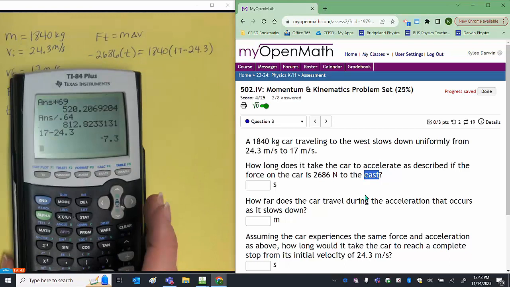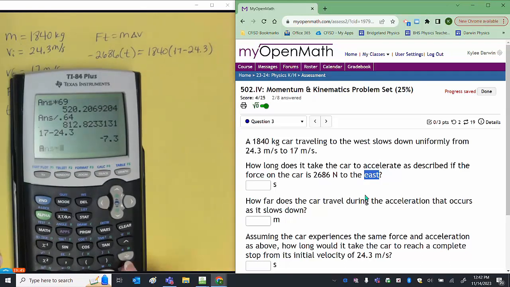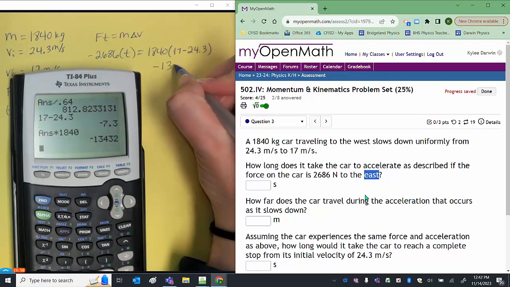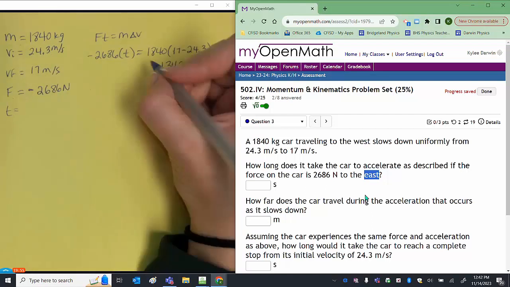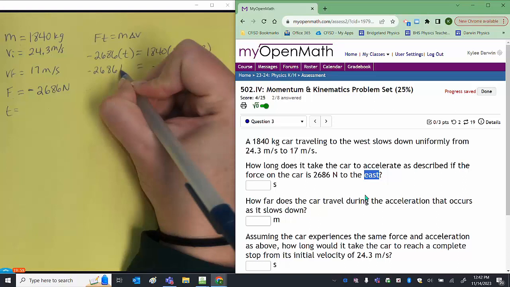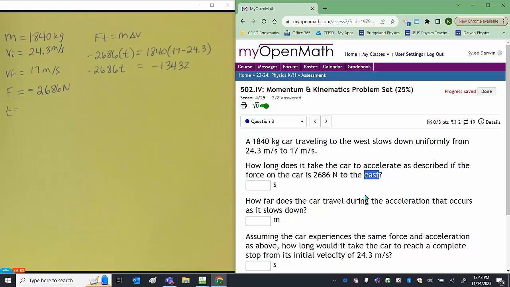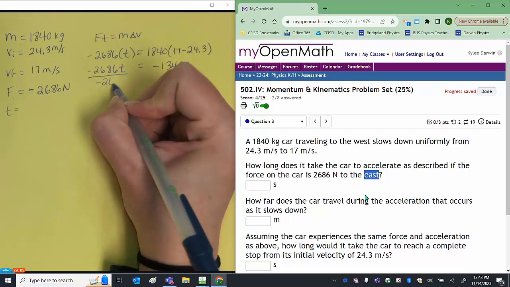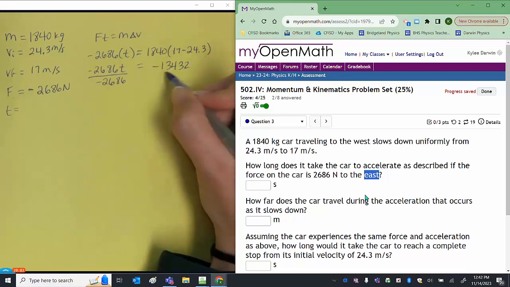And we're going to go ahead and multiply that by 1840. Okay, so this negative 13,432 is equal to negative 2686t. And again, we're trying to solve for time. So we want to get it by itself, which means we need to divide both sides by negative 2,686.